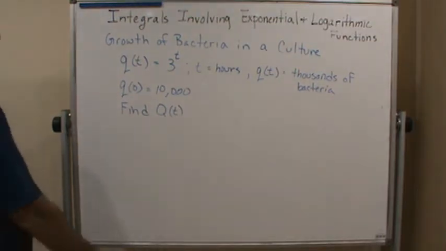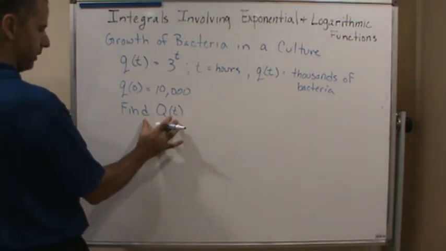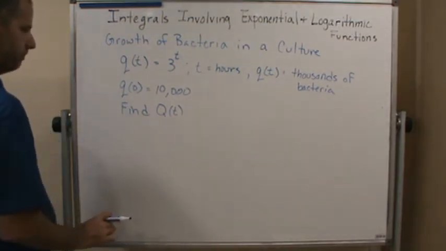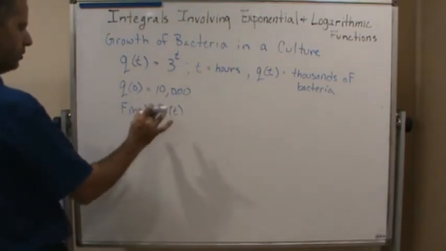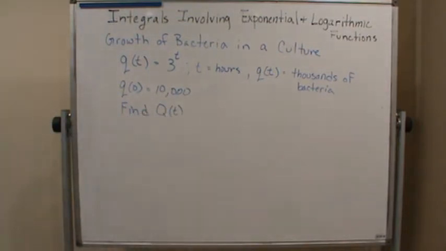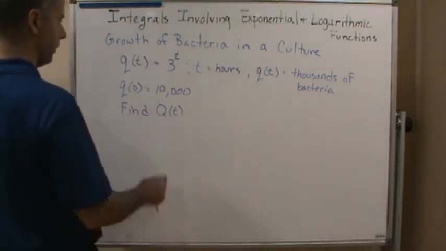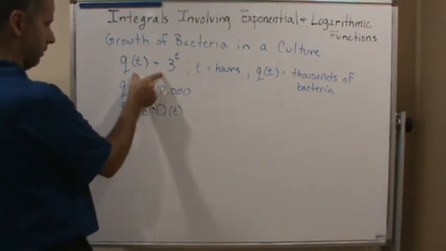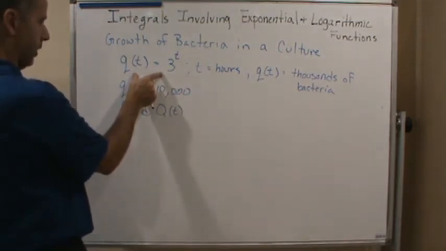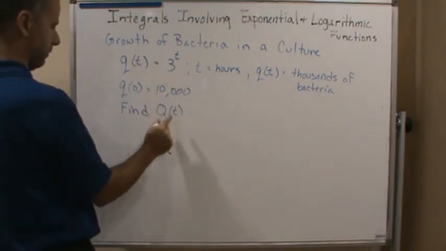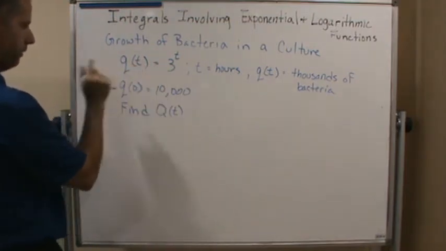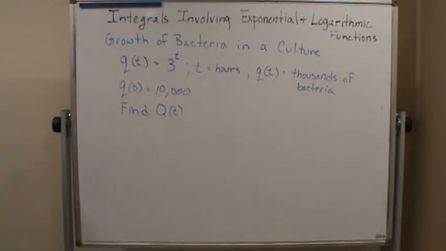So the first thing is we need to find Q. We have to find the antiderivative, right? And then we can use that function to find the number of bacteria after 2 hours. So let's do that. So this is the growth rate, so this is going to be the derivative of this. So this is the antiderivative of this.